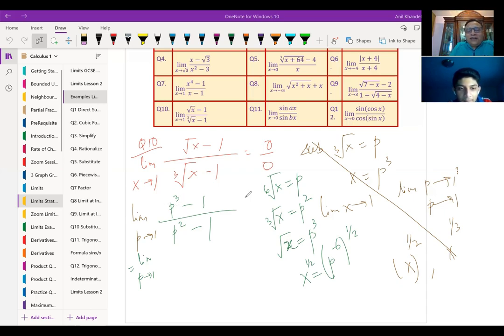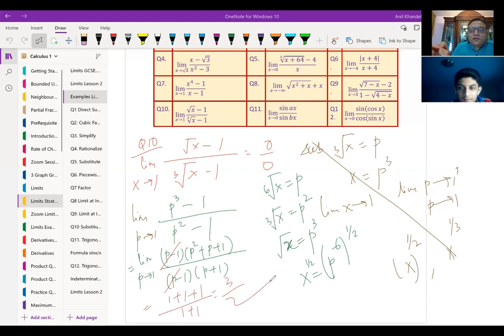So now p cube minus 1 is p minus 1 times p squared plus p plus 1, correct? And p square minus 1 is p minus 1 times p plus 1. They can cancel. Cancel these and substitute 1, and you get 1 plus 1 plus 1 over 1 plus 1, which is 3 over 2. Do you see this part? So this is a very tough question from an examination point of view, and that is how you're going to do it. Wow, I never would have thought of it that way.